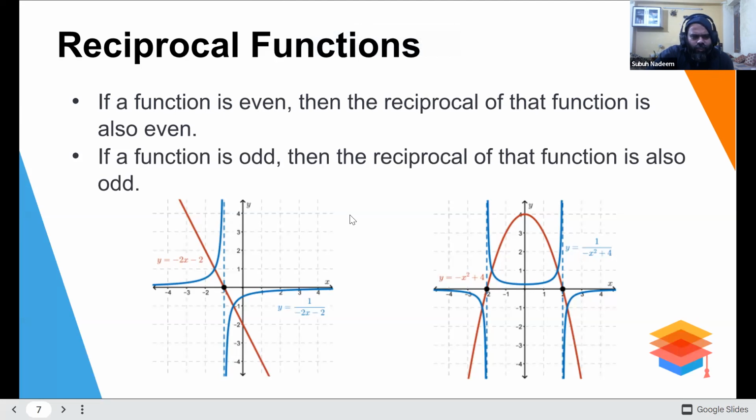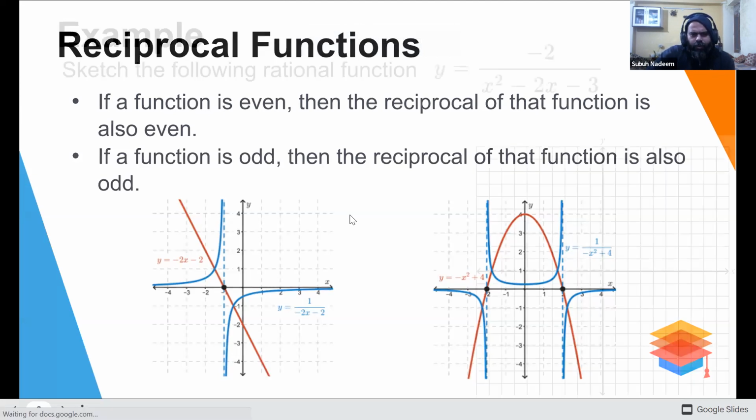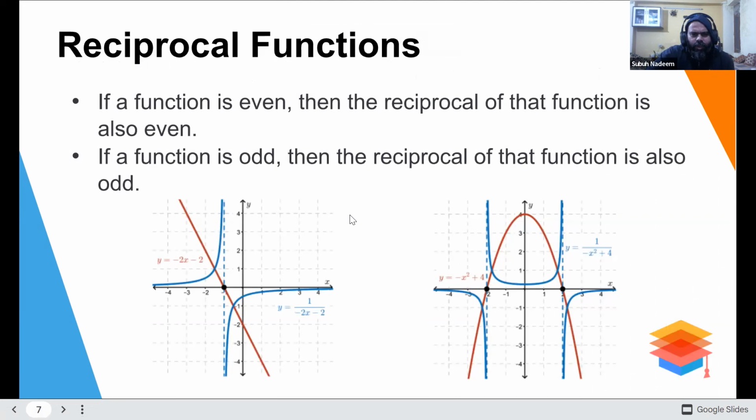This first function is neither even nor odd, because it is not symmetric about the origin. It is symmetric about x equals -1. The second one is symmetric about the y-axis. It seems symmetric, but it is not symmetric about the origin, so don't think that it is odd. This is neither even nor odd.